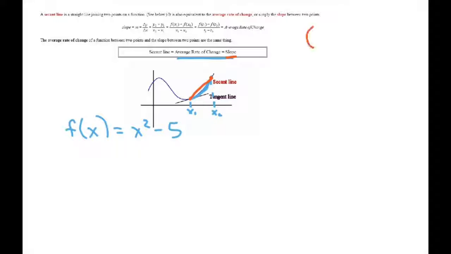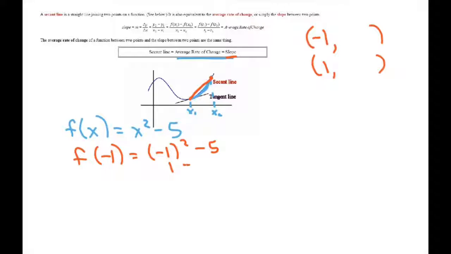So we're going from -1 to 1. So let's find our y value and plug in our -1 to find what y would be. That would be 1 minus 5. That equals -4. And let's plug in 1. You get 1 squared minus 5. That also equals -4.